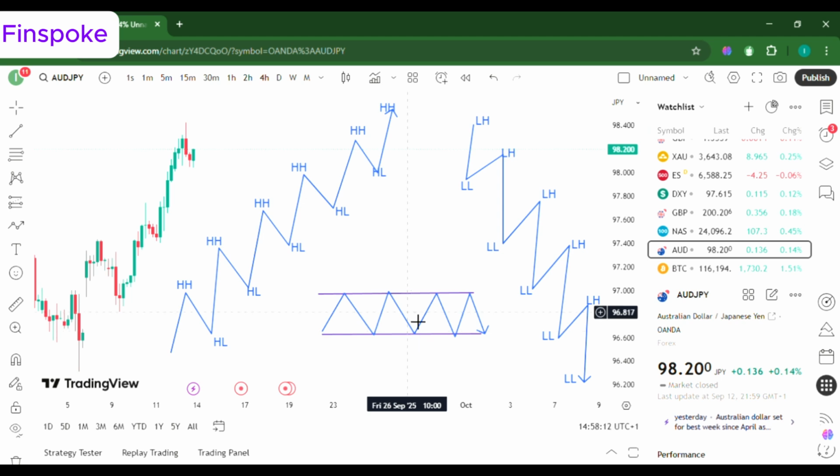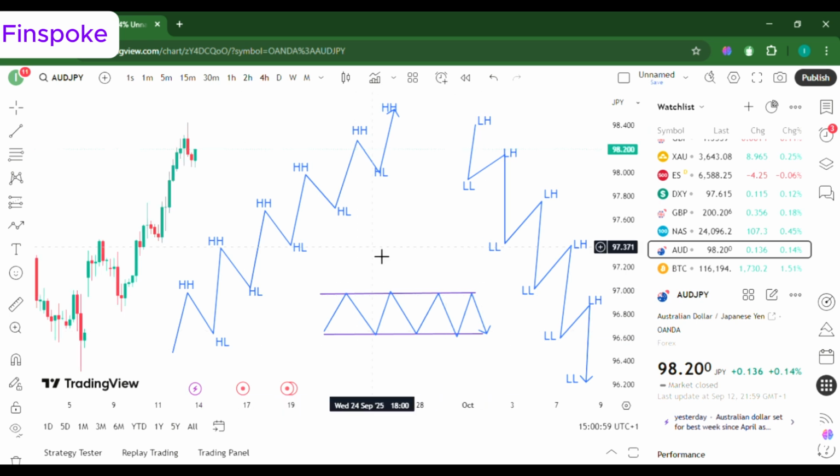Your job as a trader first is to figure out where you are on this roadmap. Are you trending up or trending down or sideways? Because that determines everything else.